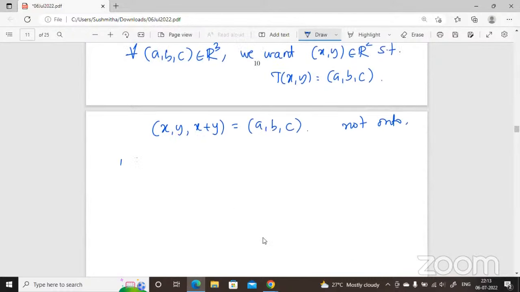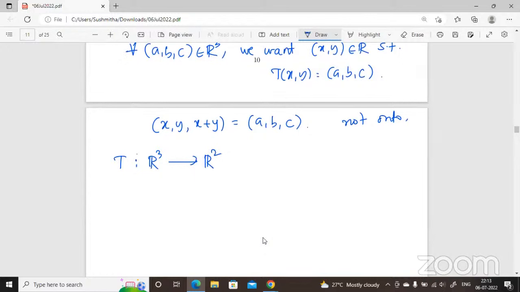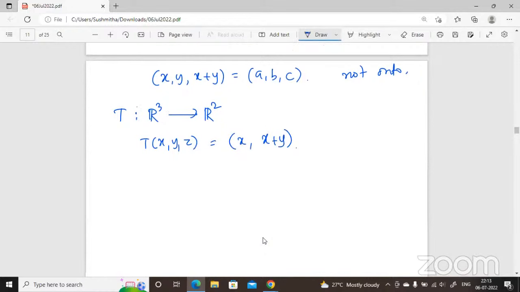Let's take the same example from R3 to R2, as T of x comma y comma z is equal to x comma x plus y. Can this be one-to-one? No. It cannot be one-to-one because here you have a bigger space. So there is no way I'm going to send just one vector to 0. I need to send more vectors.